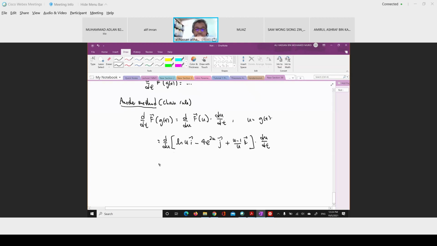So to find f prime of u, we differentiate component by component. So we get 1 over u i minus 8e to the 2u j. The k component is the same as u minus 1 over u, so the derivative is equal to 1 plus 1 over u squared k. And what is du/dt?